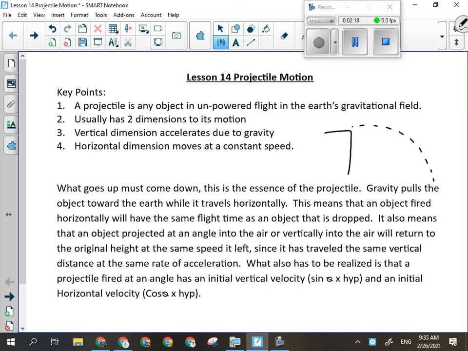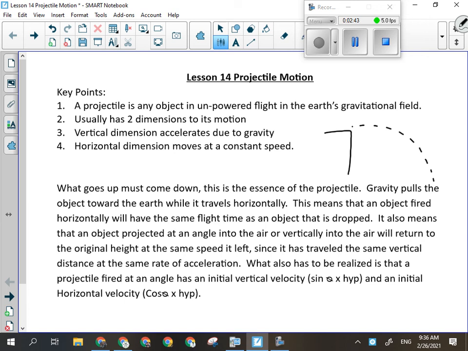Just like when a boat is being rowed across a river, it's going both across the river and down the river at the same time. The difference here is one of those two components is accelerated motion due to gravity, which is why when something goes off of a cliff, its motion becomes vertically dominated very quickly.